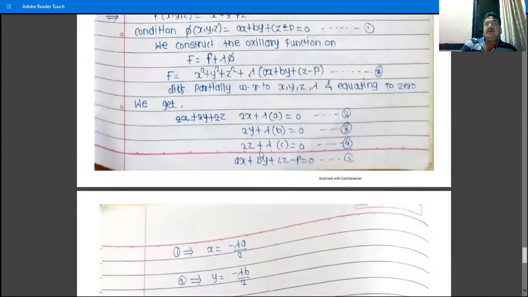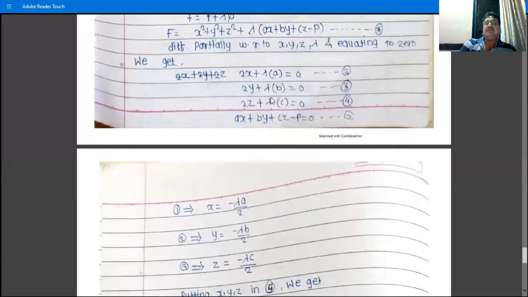That is, we now have to solve these equations, number 1, 2, 3, 4, 5, for x, y, z, and find the values of x, y, z. So there are actually two methods. What is the first method? Here is the first method.